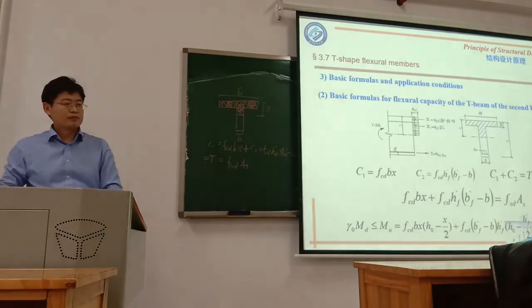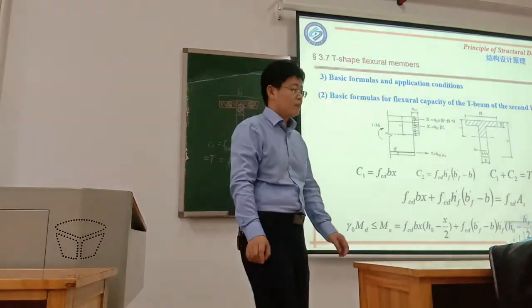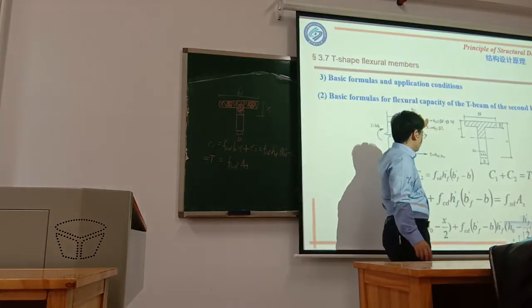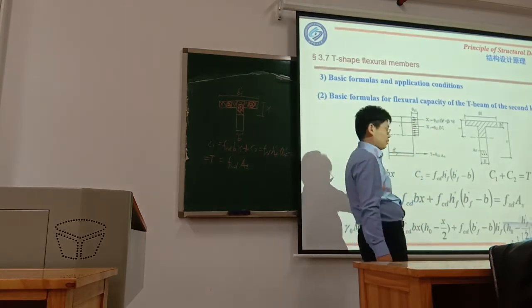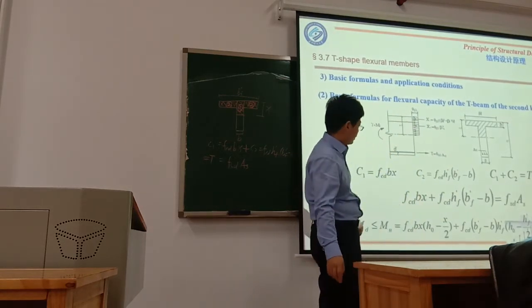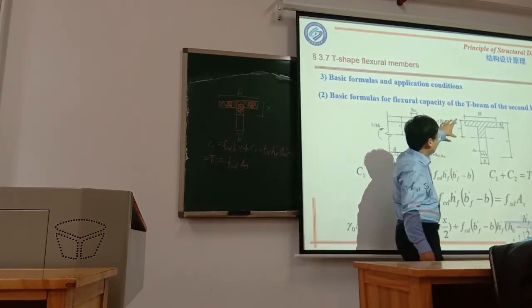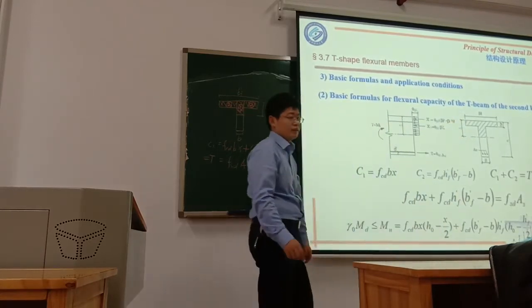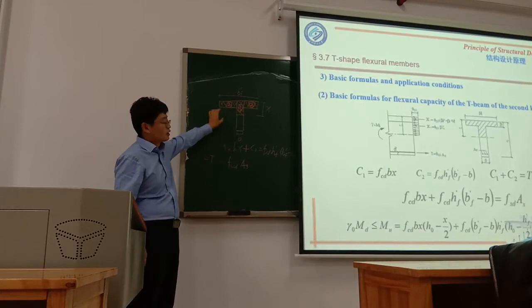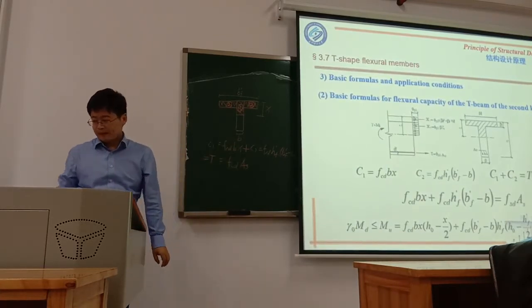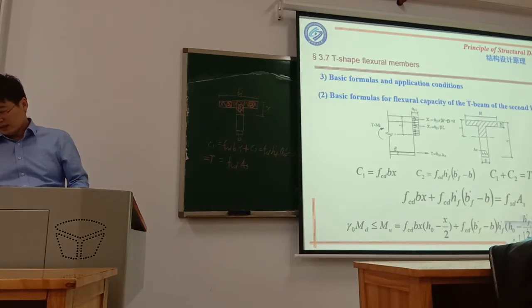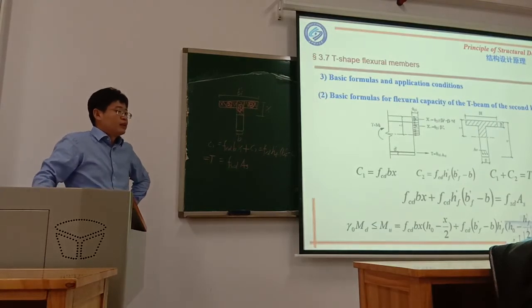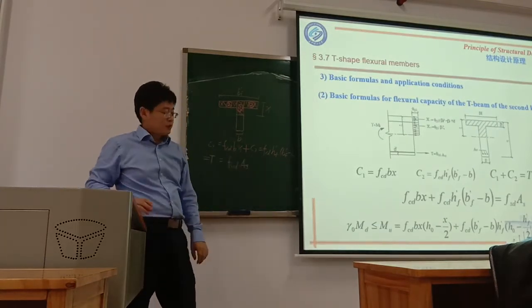So this diagram is wrong. This symbol is wrong, but this equation is correct. Just because x is the height from the neutral axis to the top of this section, like this. This is for the force balance.